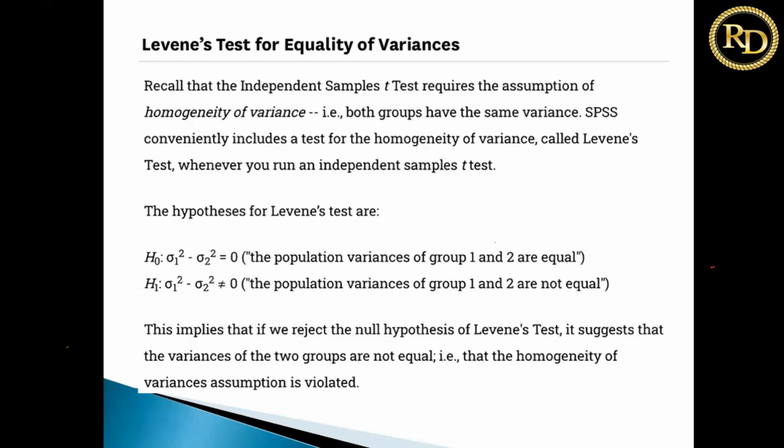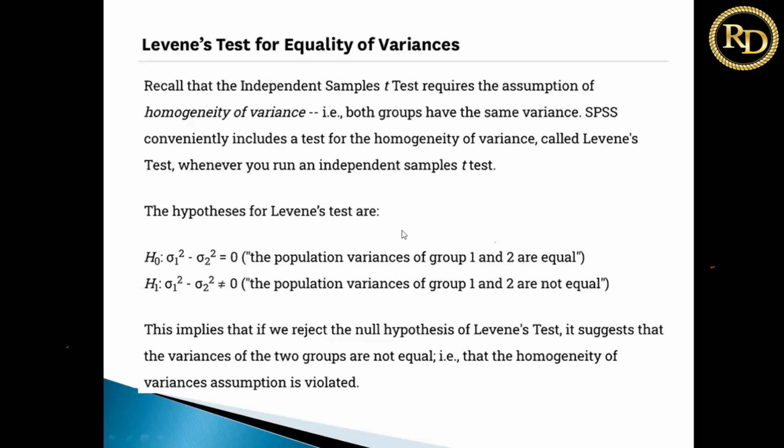Okay, so recall that the independent sample t-test requires the assumption of homogeneity of variance, that is, both groups have the same variance, and SPSS conveniently includes a test for the homogeneity of variance called Levene's test. Whenever you run an independent sample t-test, it is automatically shown there, and on the basis of the p-value for the Levene test, we use the appropriate test value.